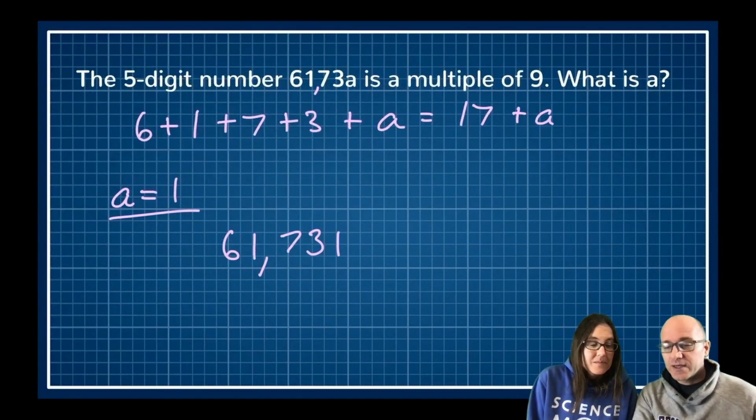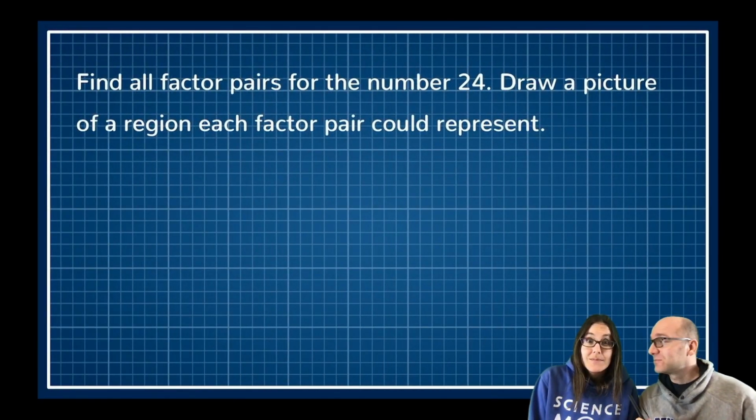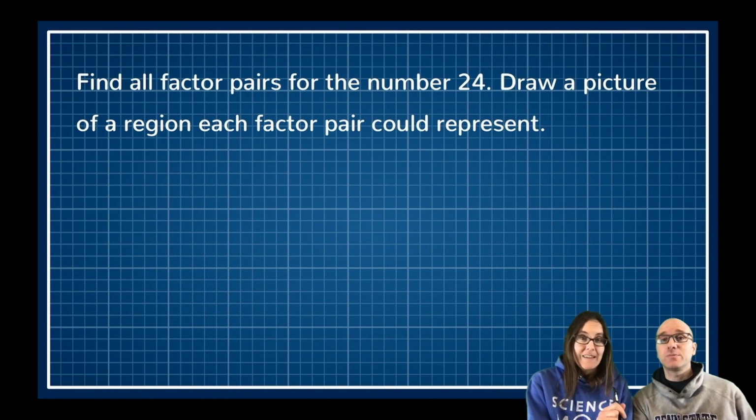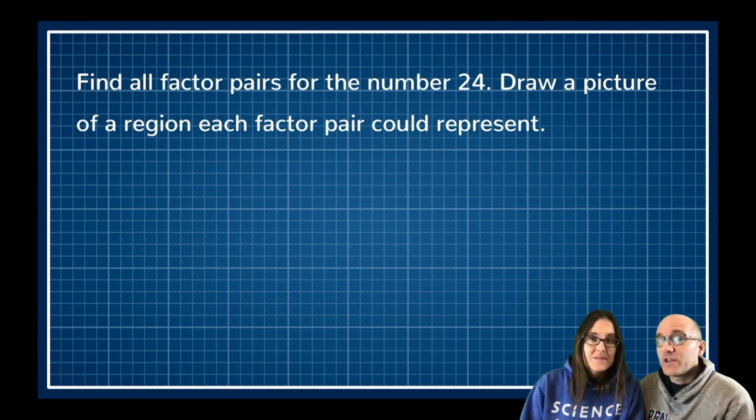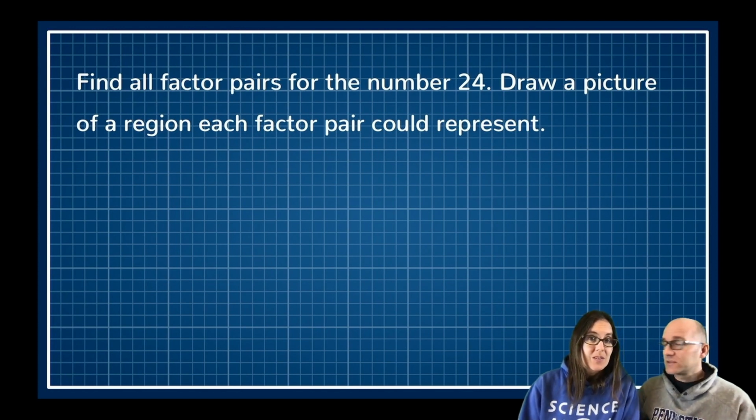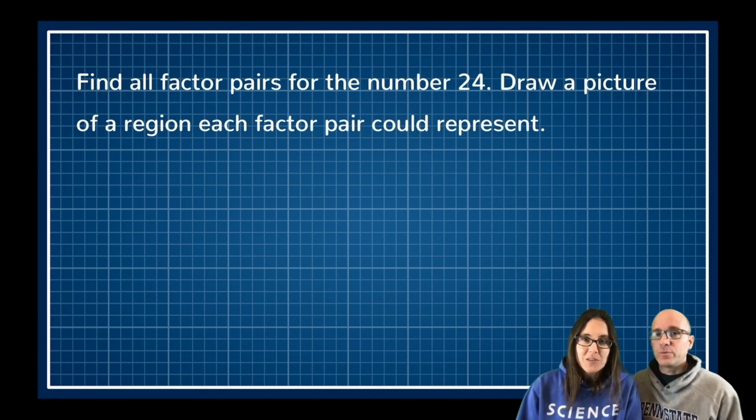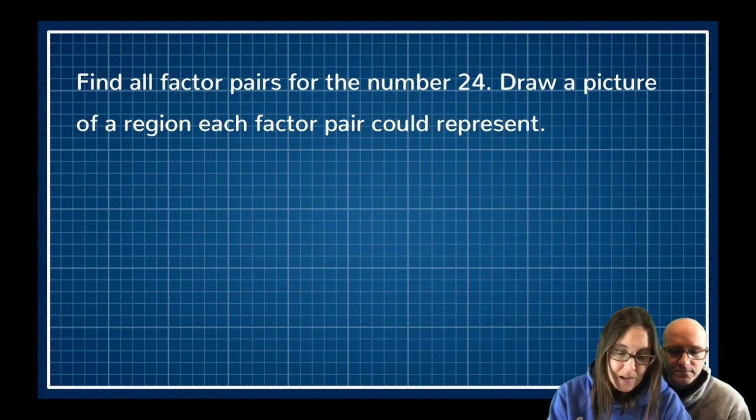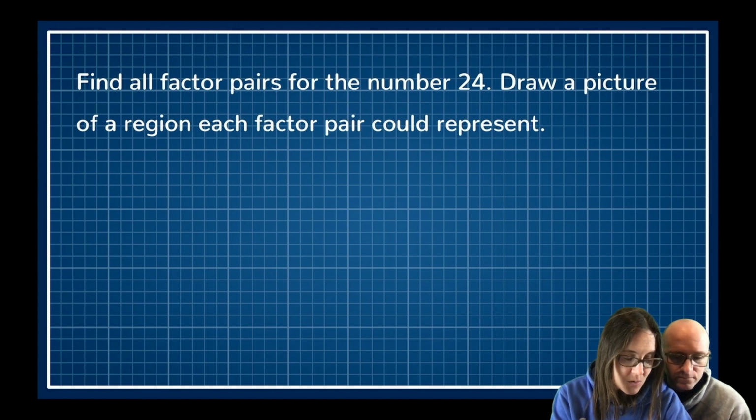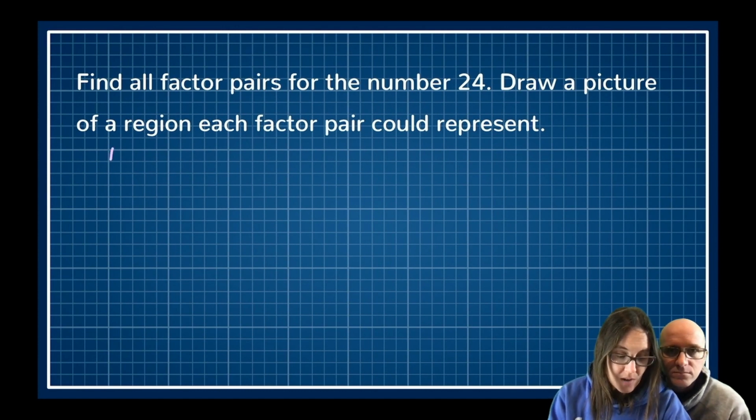I hope you do, because here come some problems for you. Let's see if Science Mom learned today's lessons. We want you to find all the factor pairs for the number 24 and then even draw out rectangular regions that each of these factor pairs could represent. All right, I like this question because the way that I'm thinking about it is that I just need to start with a very long, skinny one.